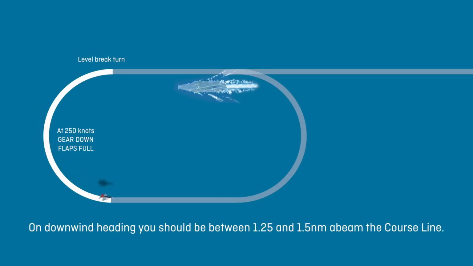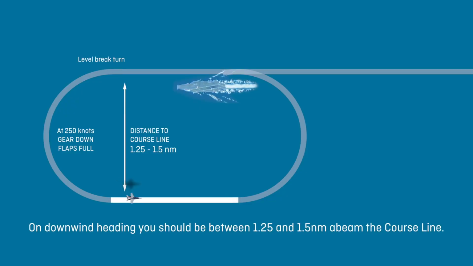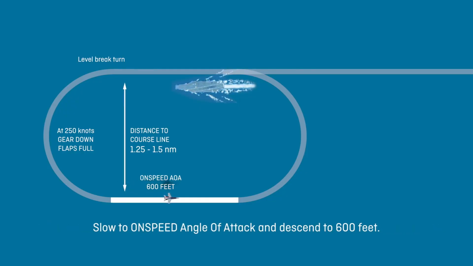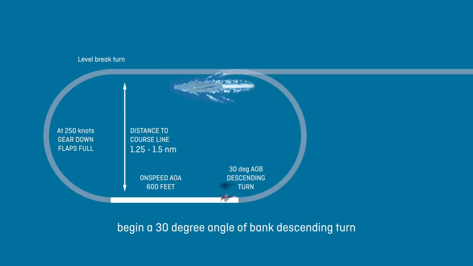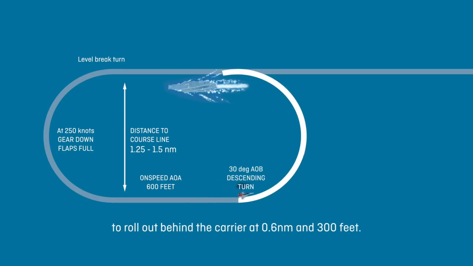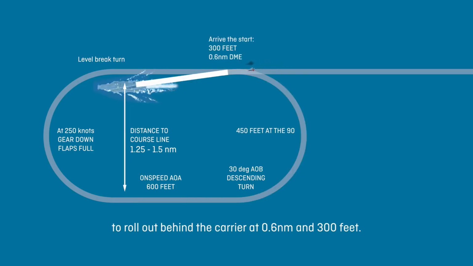On downwind heading, you should be between 1 1/4 and 1 1/2 nautical miles abeam the course line. Slow to on-speed angle of attack and descend to 600 feet. When you are abeam the LSO platform, begin a 30-degree angle of bank descending turn to roll out behind the carrier at 0.6 nautical miles and 300 feet.